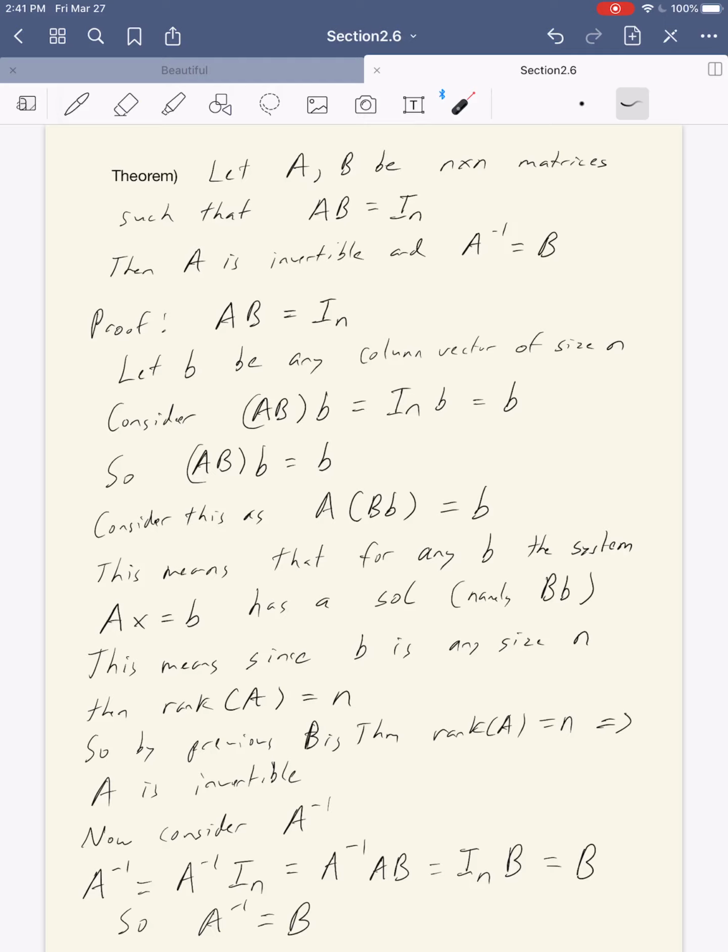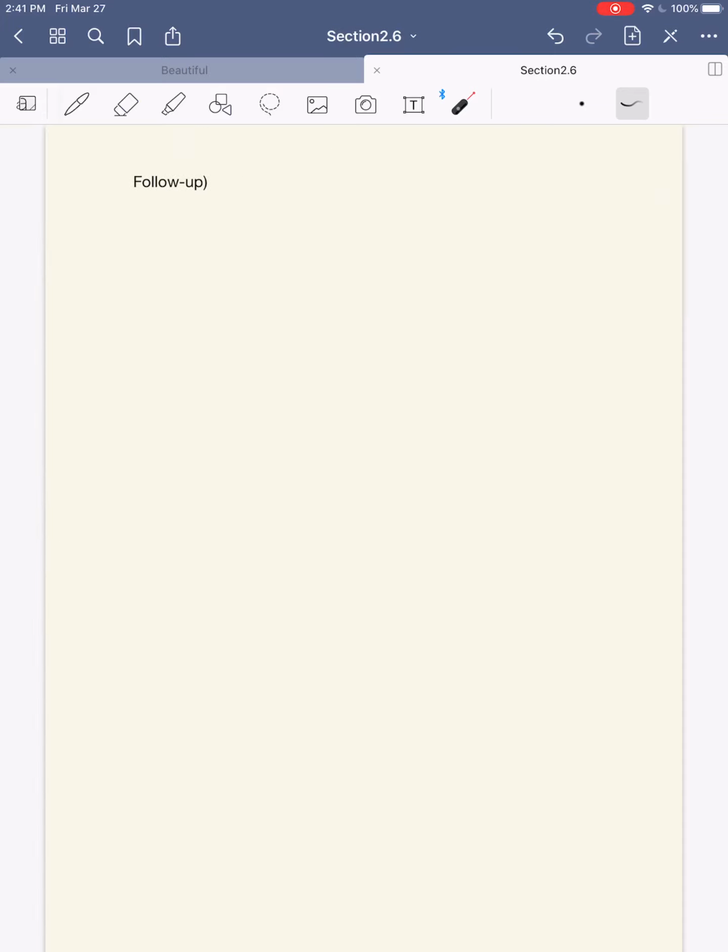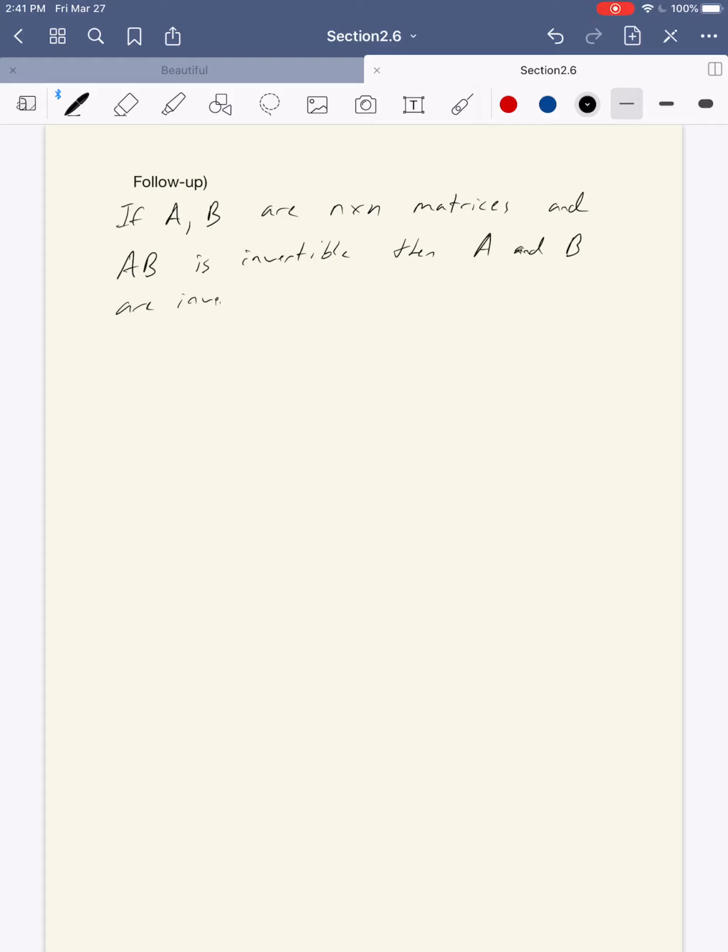All right, we've got one nice little follow-up with this. The last thing we want to say here is that this is a reverse of one of the first properties we discussed. So if A and B are n by n matrices and A times B is invertible, then A and B are invertible. So what this theorem says is if you have two matrices and you don't know anything about whether or not they're invertible, but you know that their product is invertible, then you know the individual components are invertible.